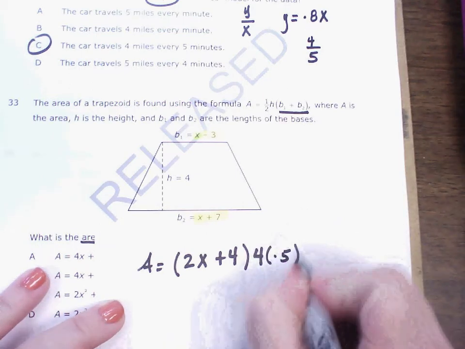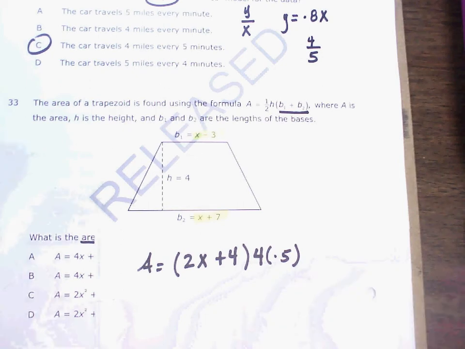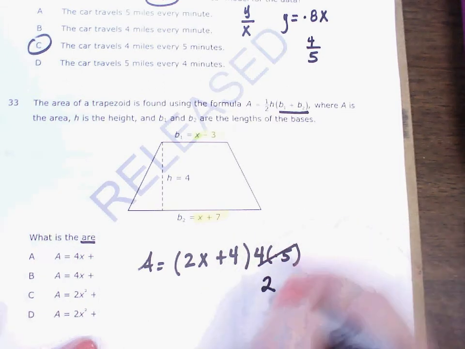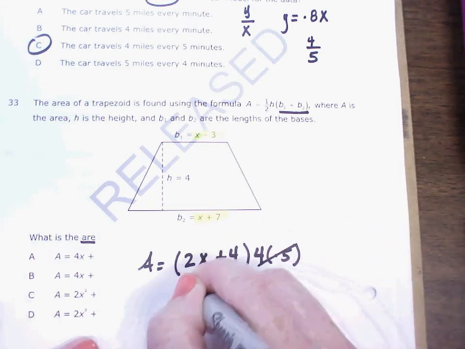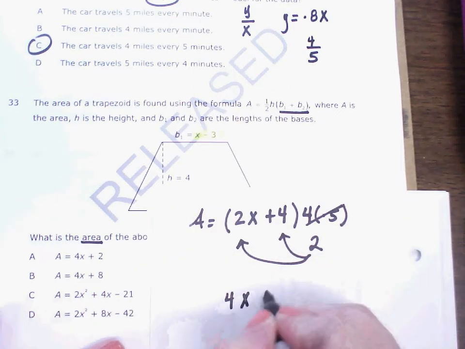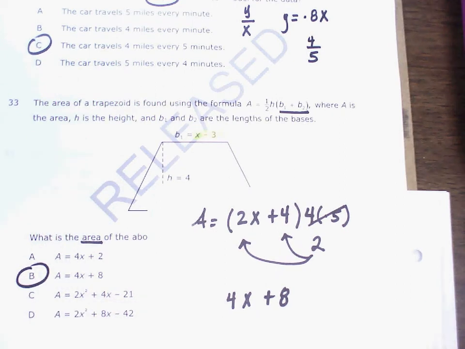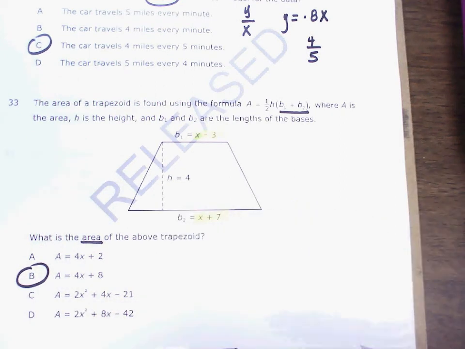So can I just go ahead and multiply that by 2? Because 4 times 0.5, what's half of 4? 2, right? So I can just multiply that by 2, and I can distribute that 2. So what is my area? 4x plus 8. So the correct answer was B. Good job. Pretty easy, right?